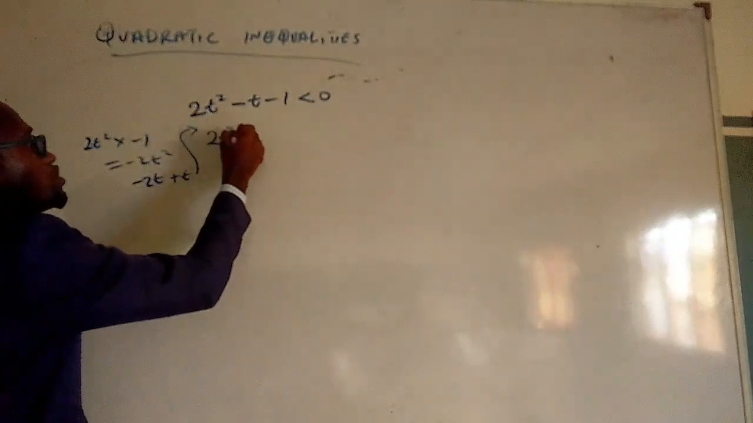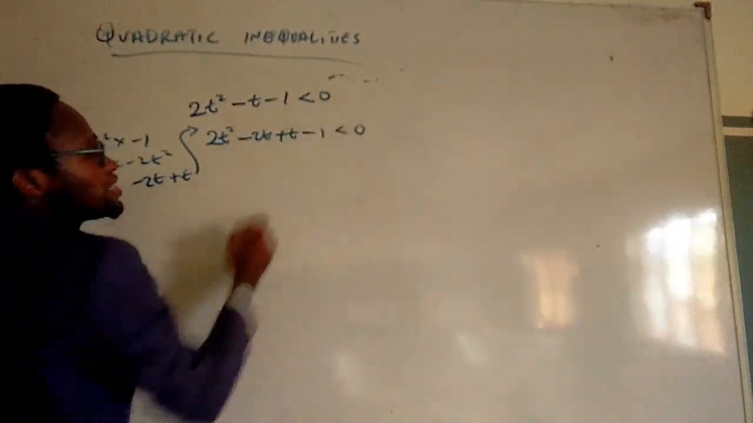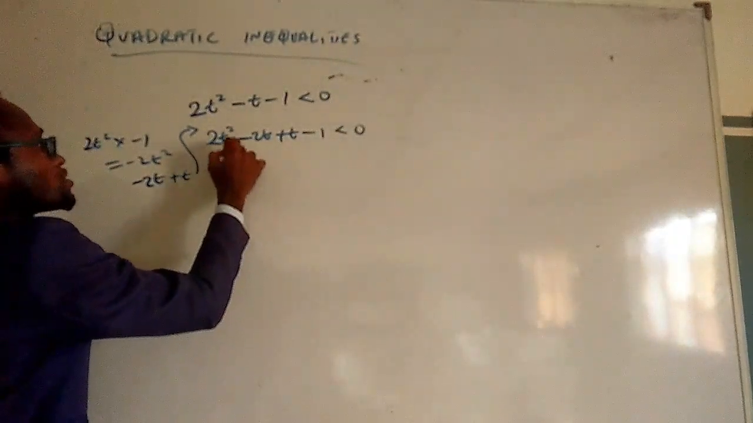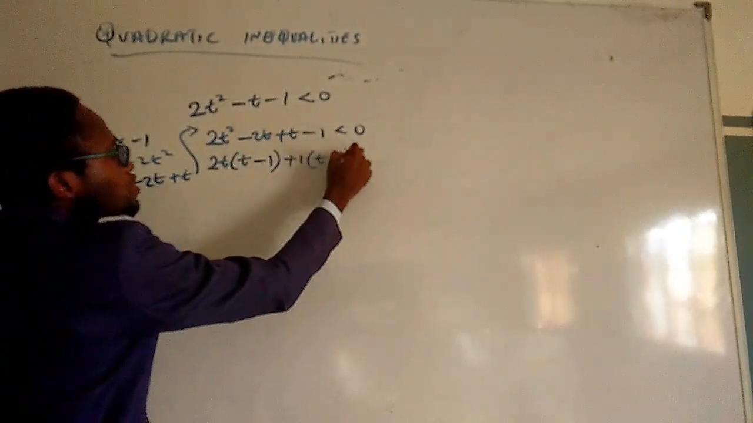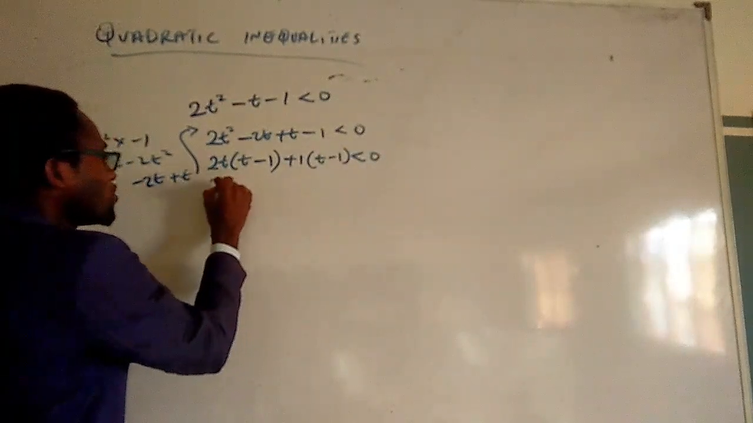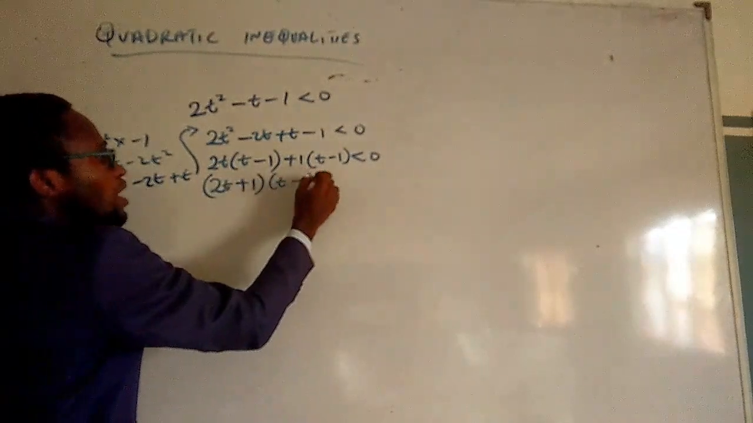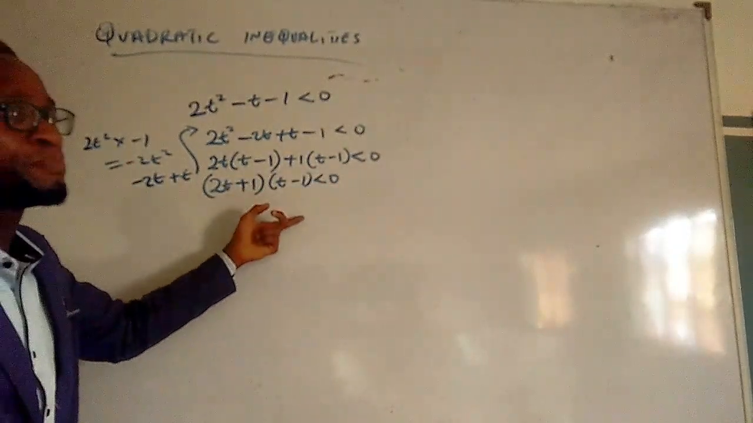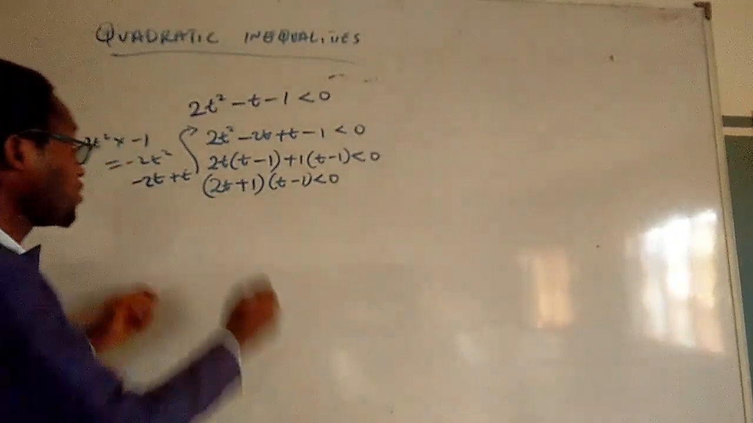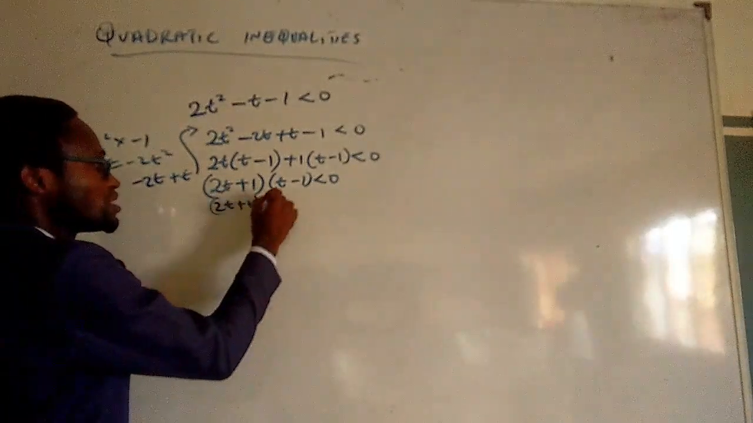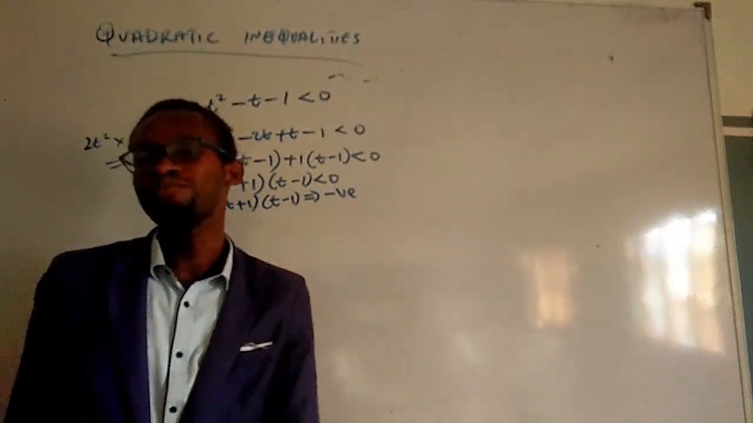So this is 2t squared minus 2t plus t minus 1 less than 0. So factorizing 2t out, we get t minus 1. What is common here should be plus 1, t minus 1 less than 0. And this is going to give us 2t plus 1 bracket t minus 1 less than 0. Now what does this imply? It means that this times this is less than 0, meaning that it is a negative number. So 2t plus 1 times t minus 1 should be what? A negative number. Now for this to be a negative number, what does it mean?